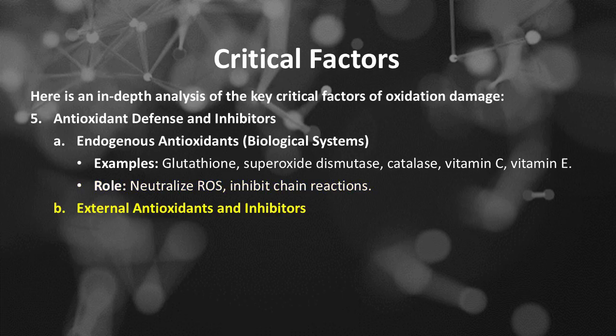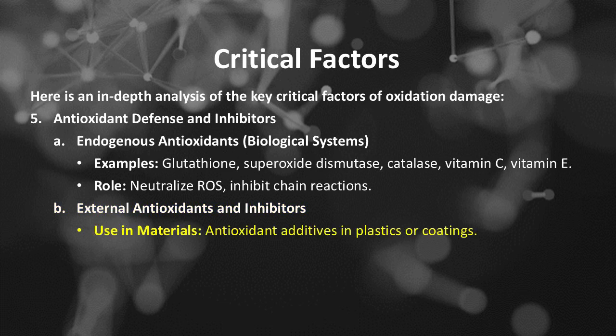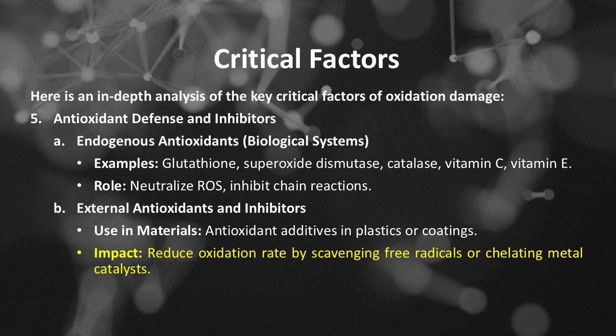Number B of antioxidant defense and inhibitors is external antioxidants and inhibitors. Their use in materials includes antioxidant additives in plastics or coatings. Their impact is to reduce the oxidation rate by scavenging free radicals or chelating metal catalysts.